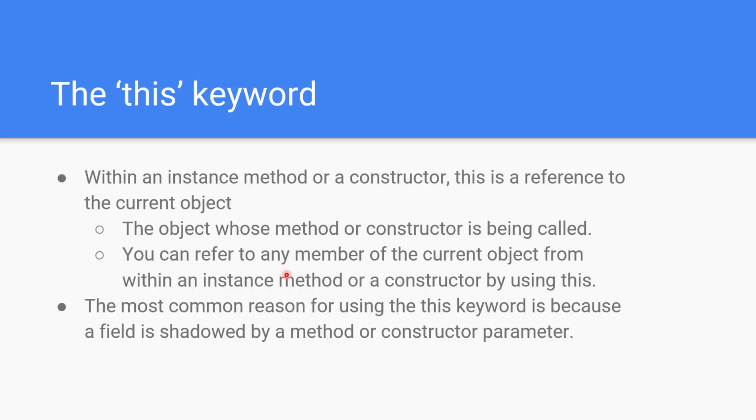The way I think of it sometimes is we can actually reuse a variable name, but we can use this to make sure that we are referencing the current object. The most common reason for using the this keyword is because a field is shadowed by a method or constructor parameter.